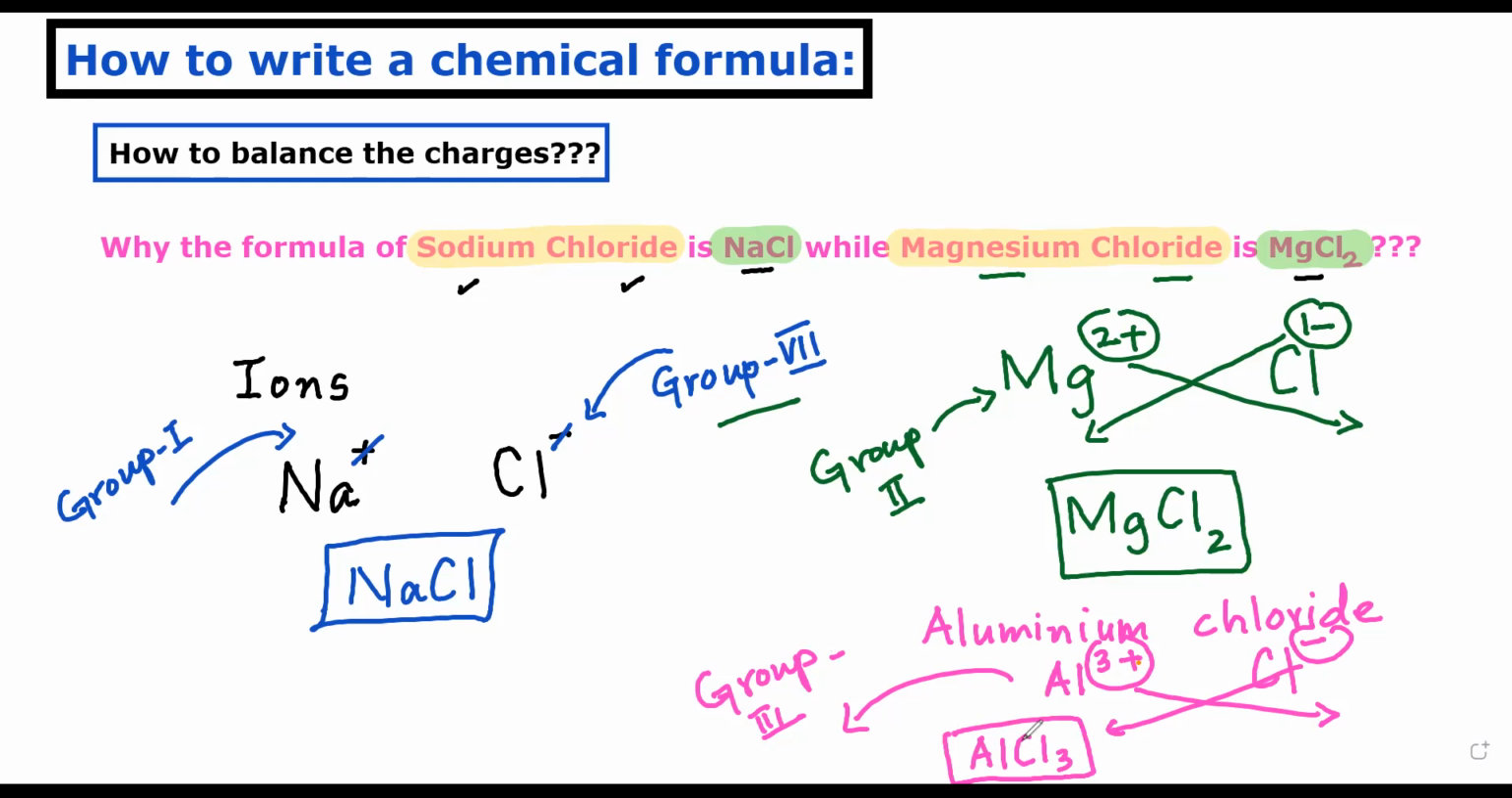So if you can see, sodium, which belongs to group 1, has the charge Na+ and the formula is NaCl. Magnesium, which belongs to group 2, has the charge Mg2+, so the formula is MgCl2. Aluminium belongs to group 3, so its charge is 3+. That is why it forms the formula AlCl3. Okay, I hope you have understood the concept. We will be practicing more in the next videos.